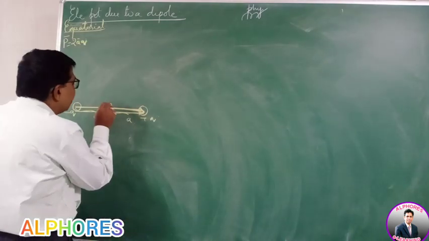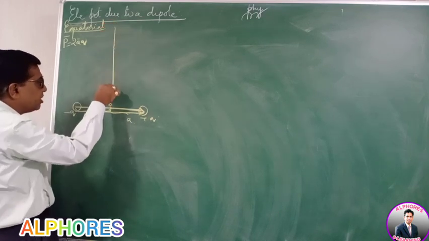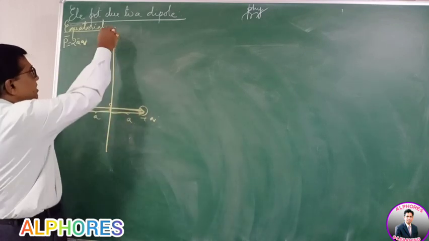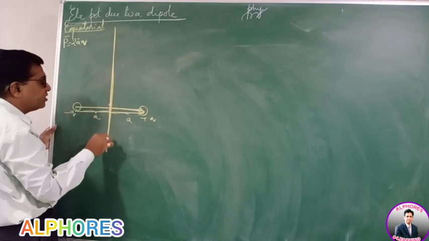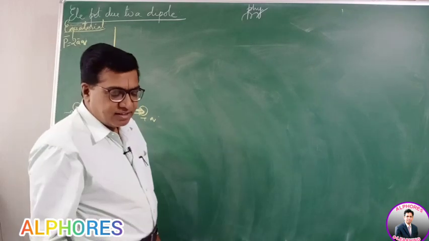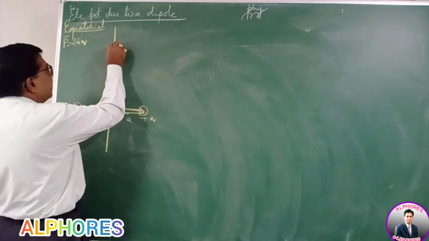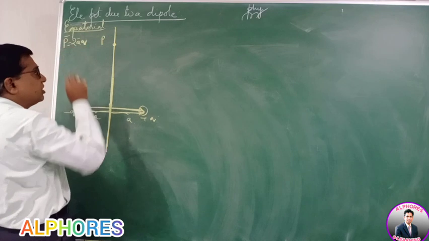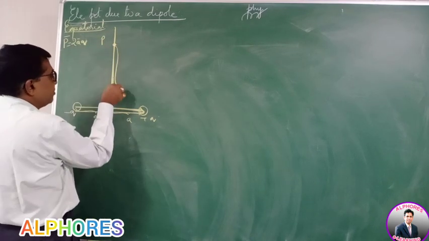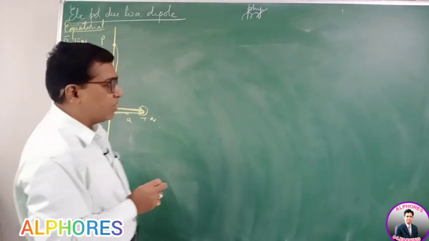What is the equatorial line? The line passing through the midpoint of the dipole and perpendicular to the axial line. This is termed the equatorial line. Now, on the equatorial line, let me consider a point P. I have to find the electric potential at point P, which is at a distance r from the center of the dipole. So this is r.